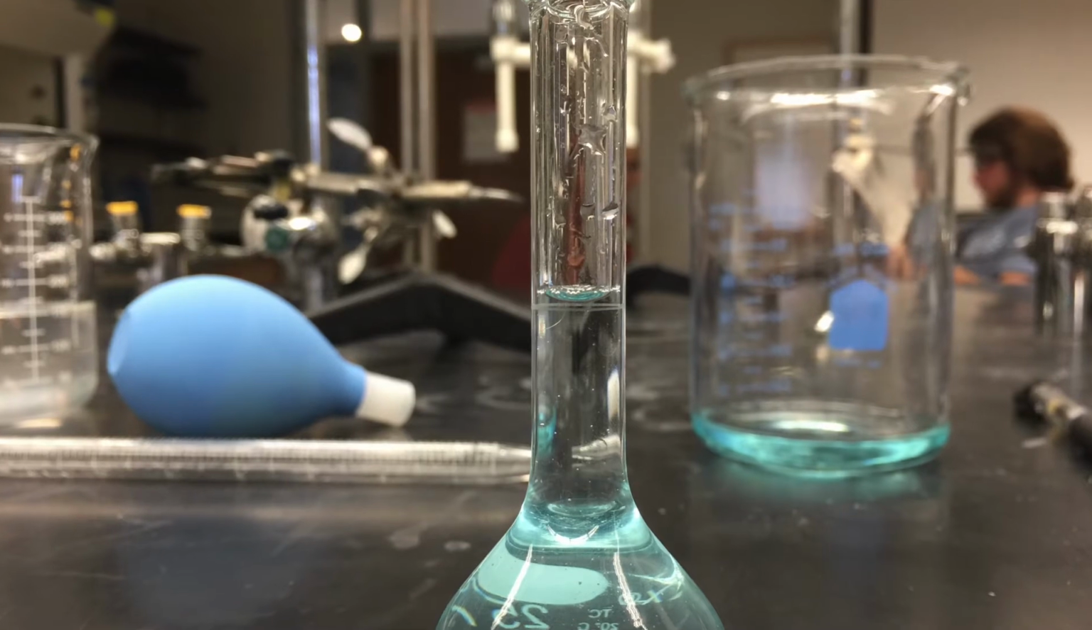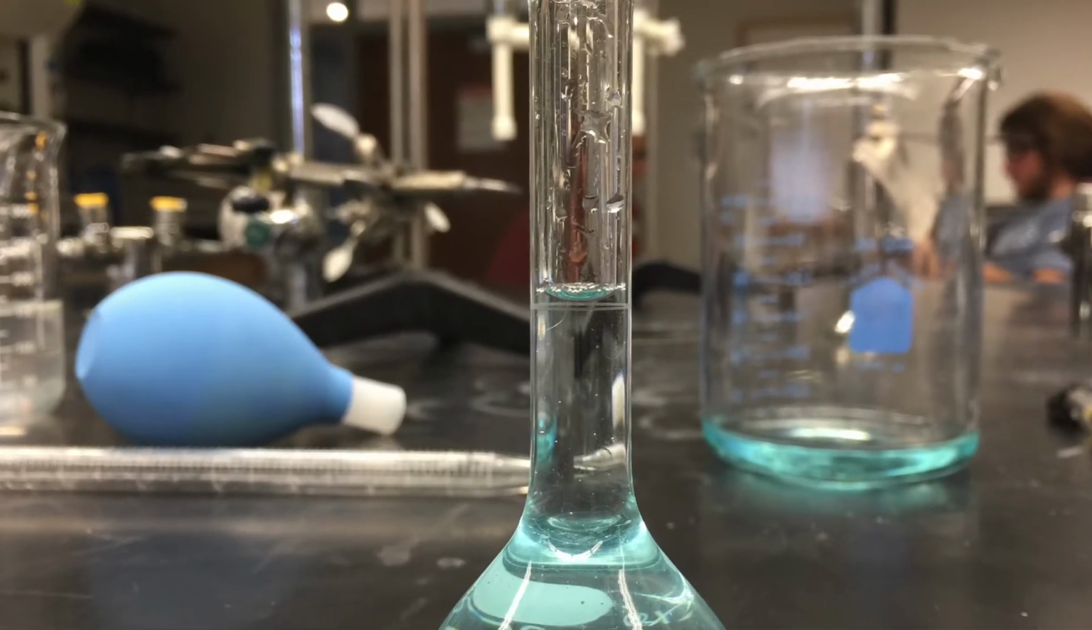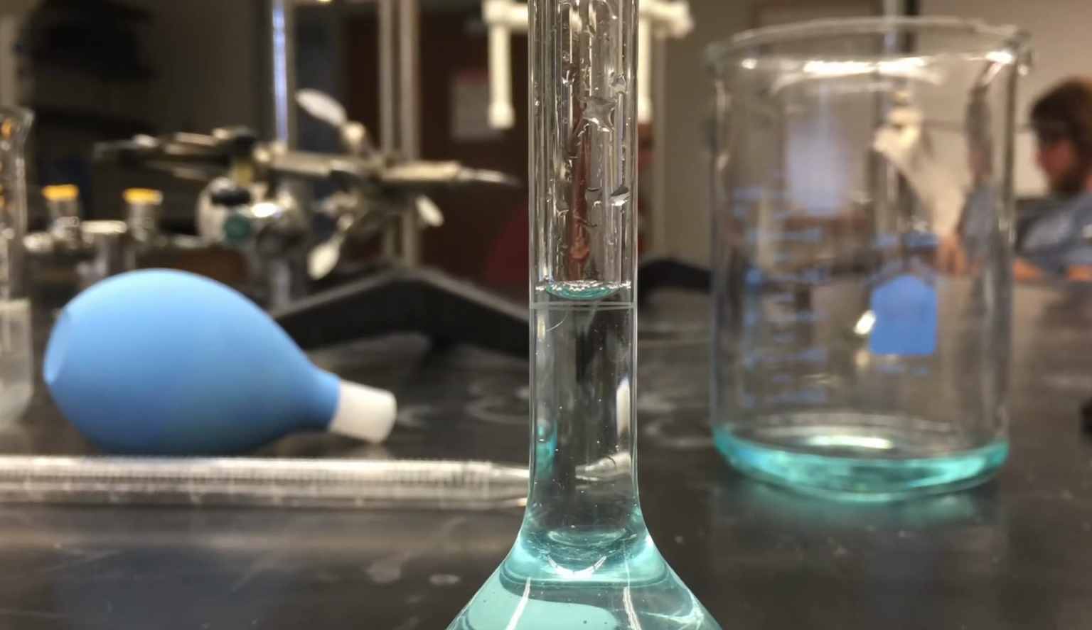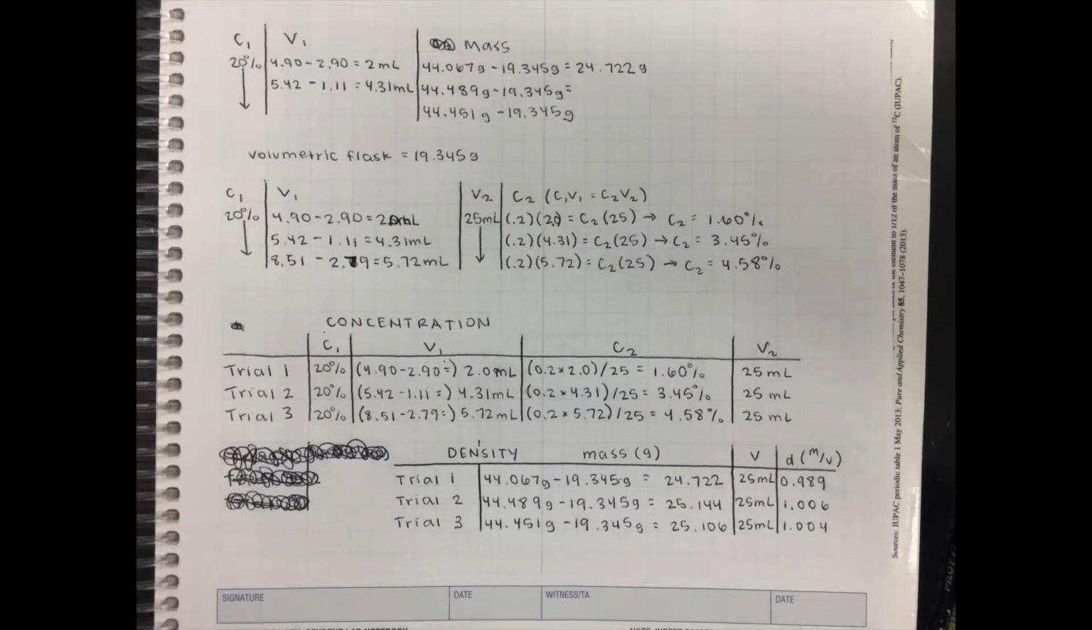After performing 3 trials of dilutions, here is the final dilution in the 25 milliliter volumetric flask. We recorded all the initial and final volumes and masses. Using the dilution equation, we found the concentration and the density of the diluted solution.